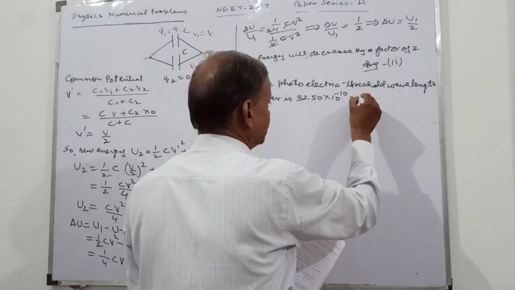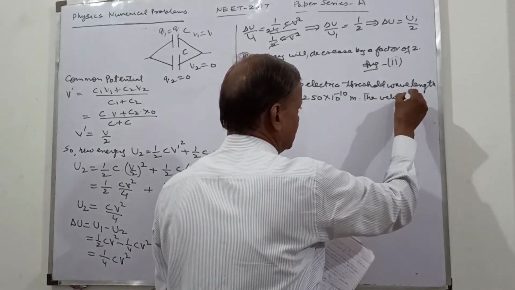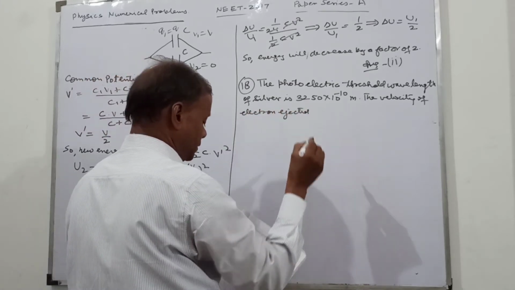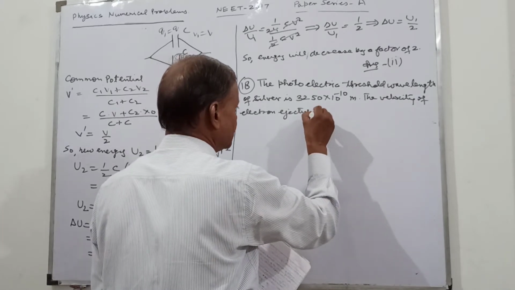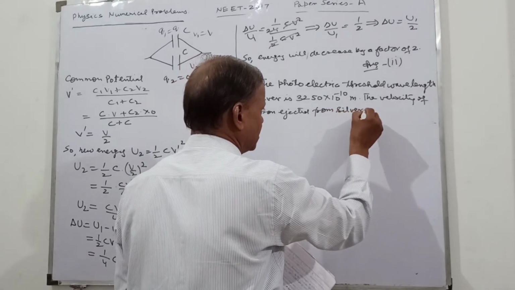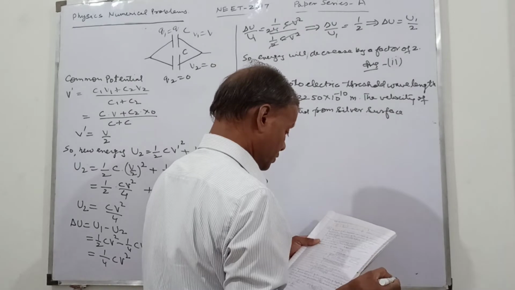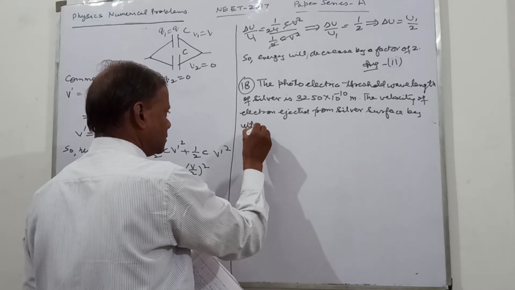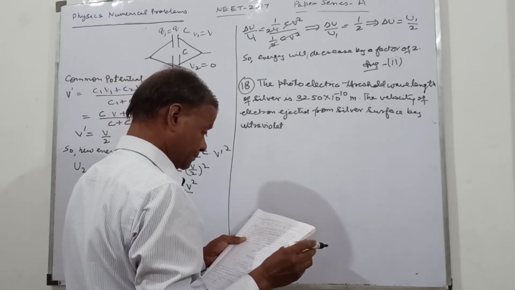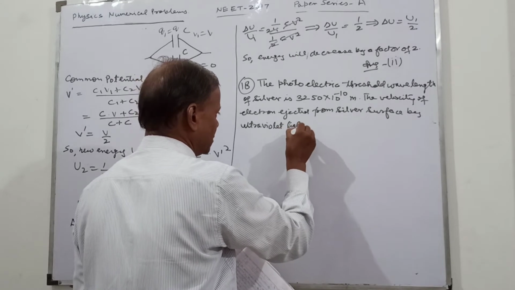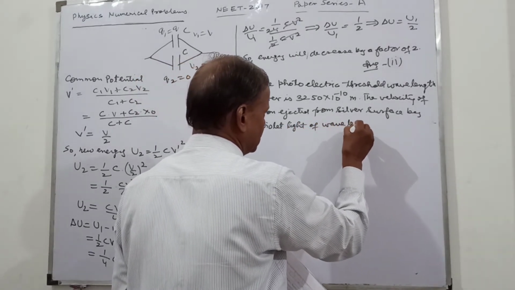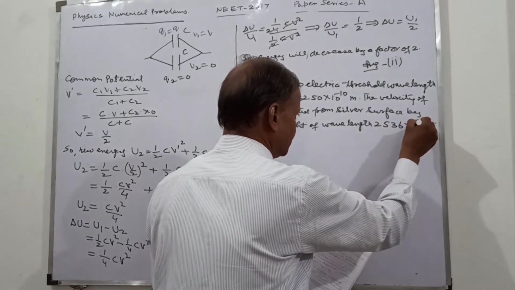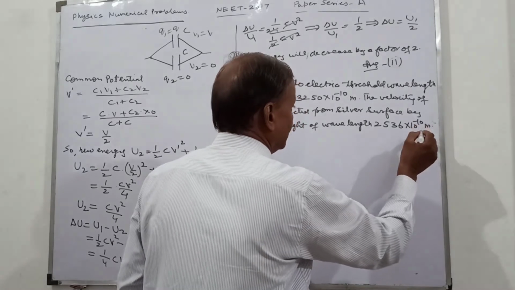The velocity of electron ejected from silver surface by ultraviolet light of wavelength 2536 into 10 raised to the power minus 10 meter is now first option.